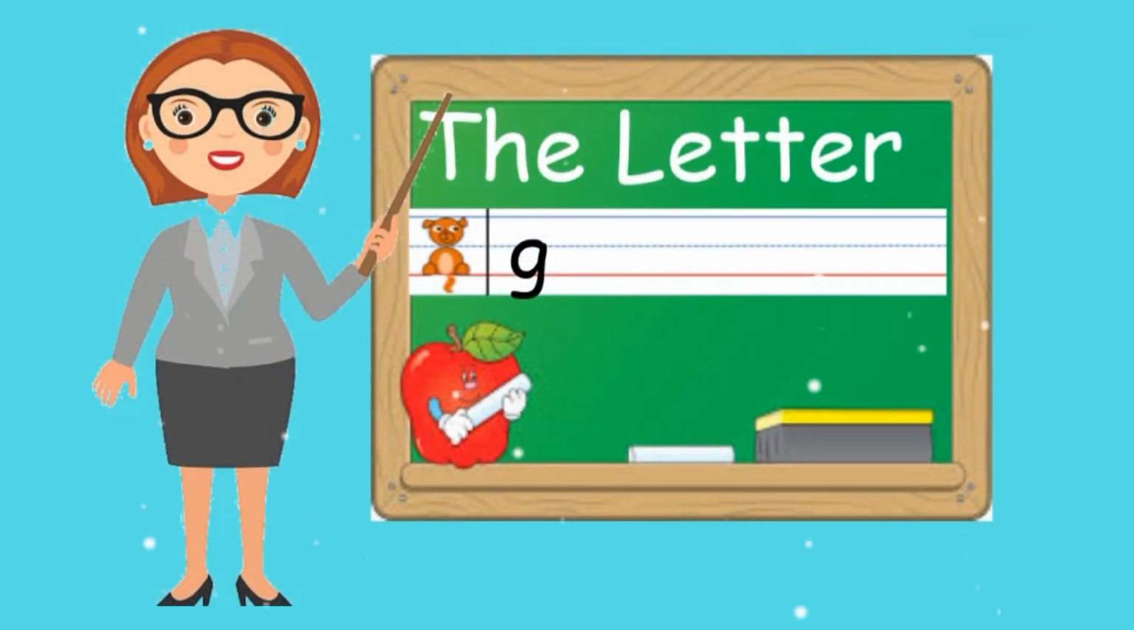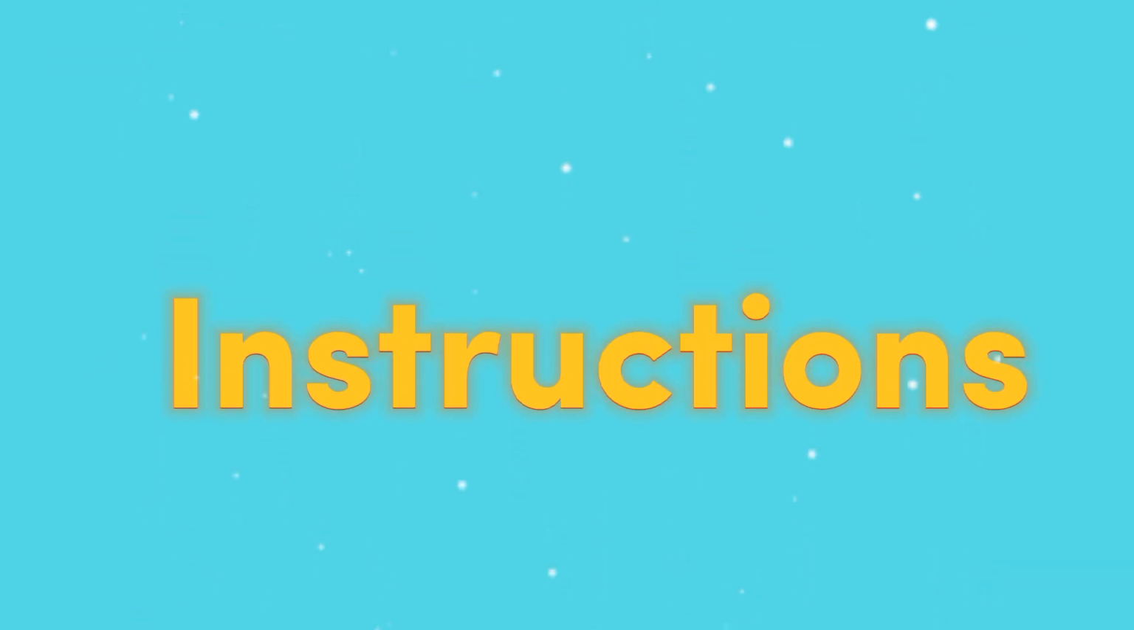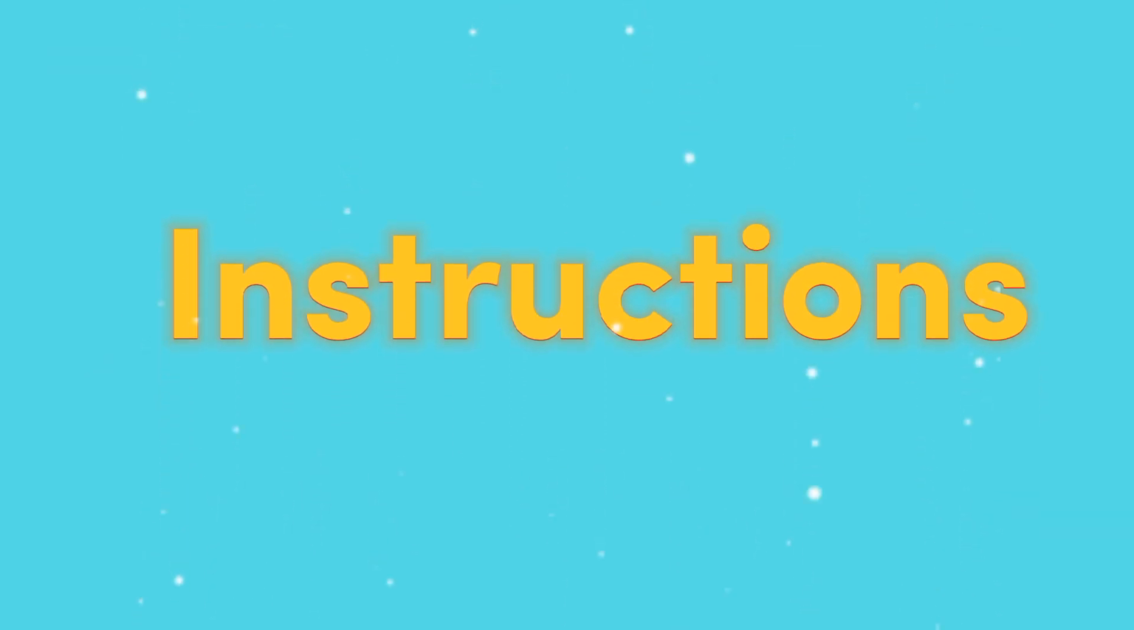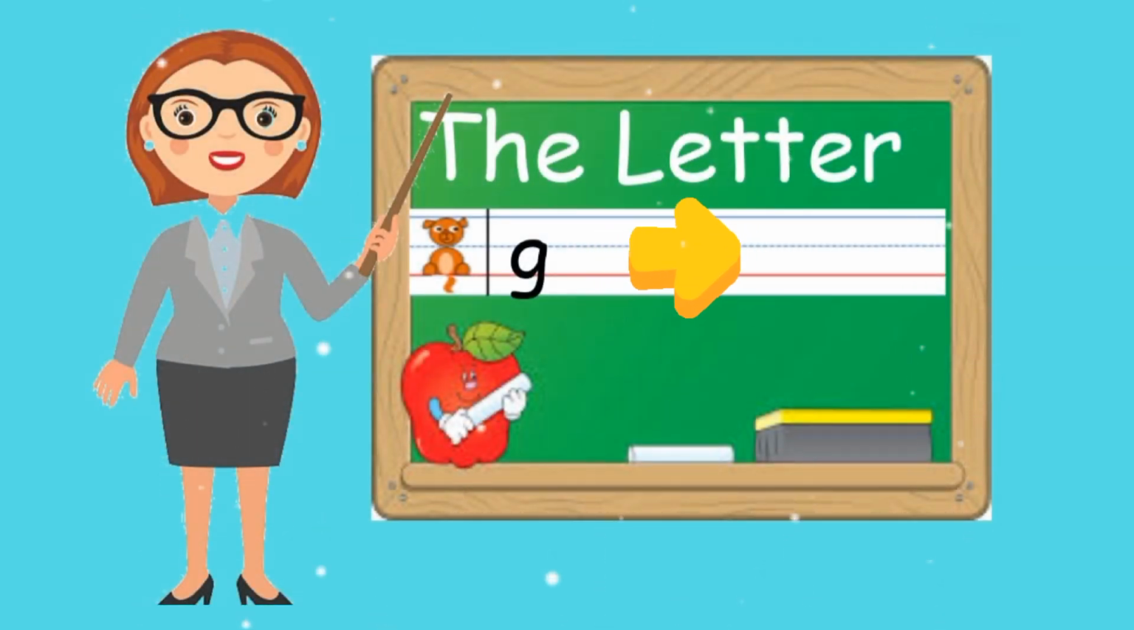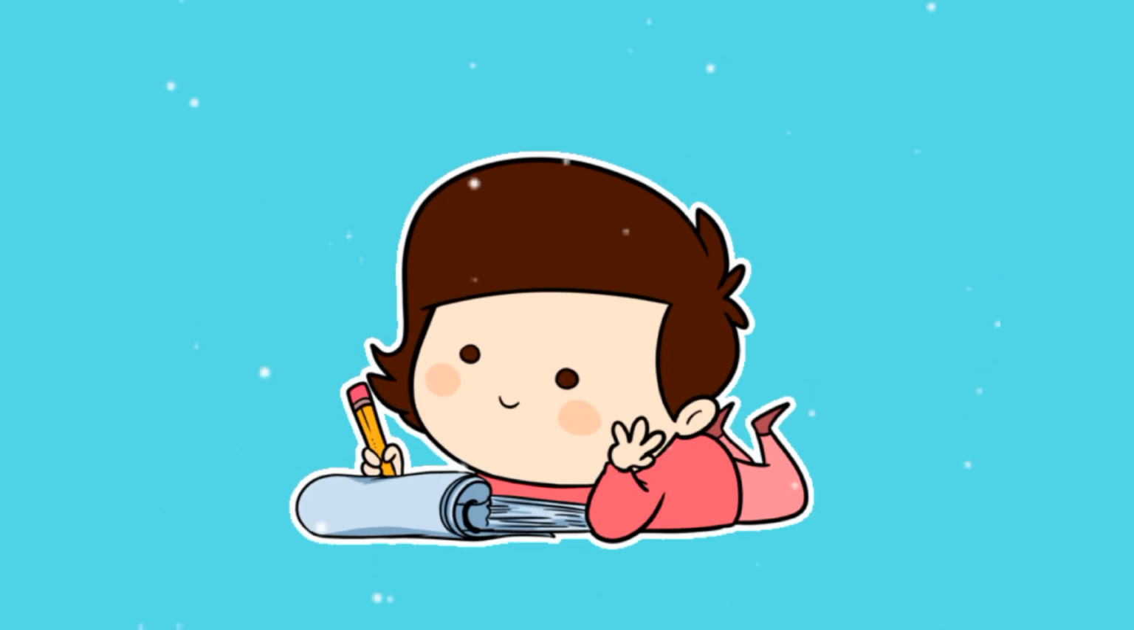Can you write the letter G on the puppy lines? Let's try and see. Here are some instructions before you start. You must write across the page. That is from left to right, which at the same time will help you to learn to write better.